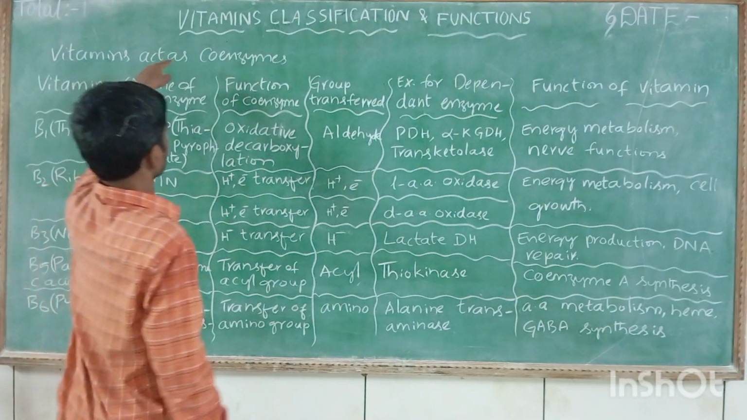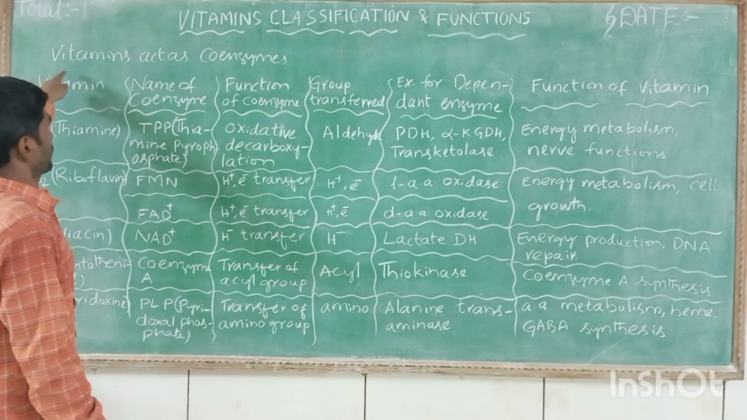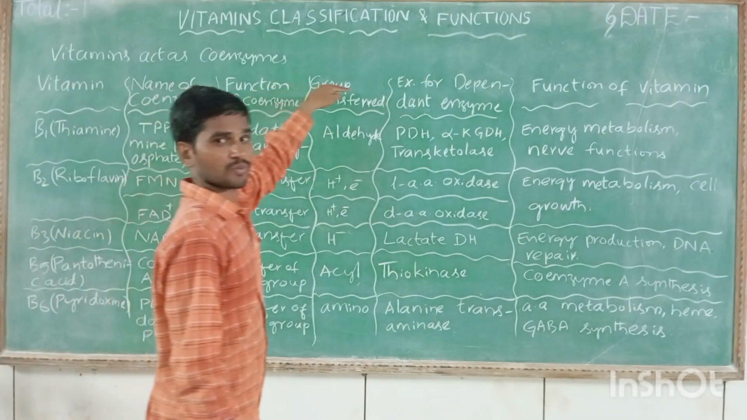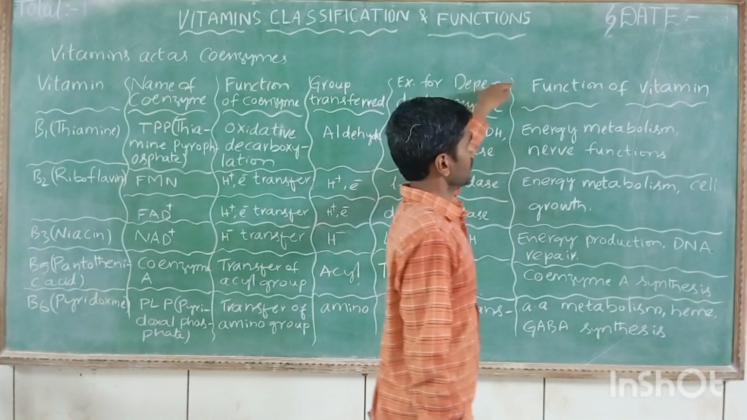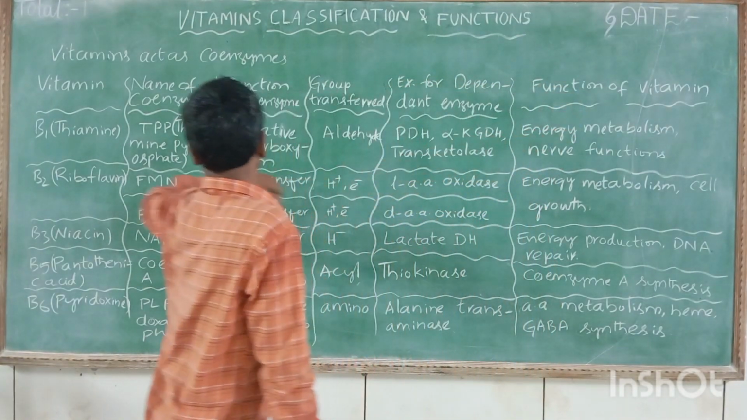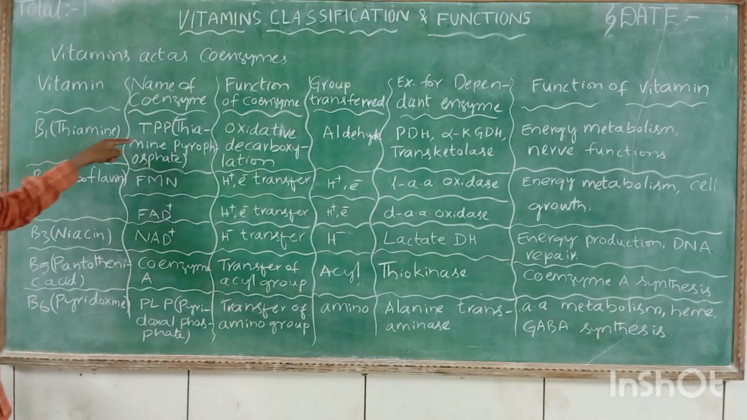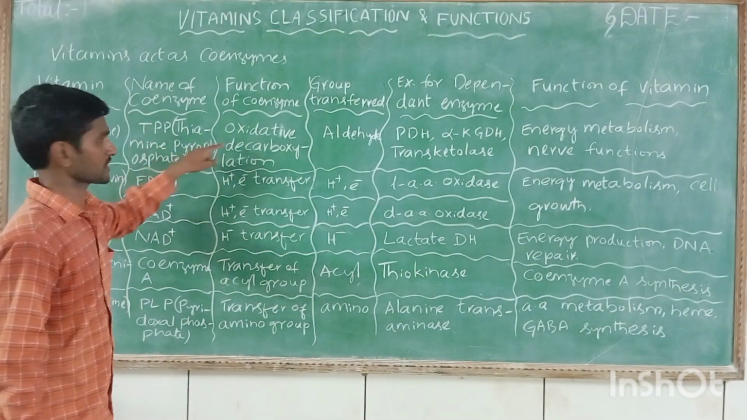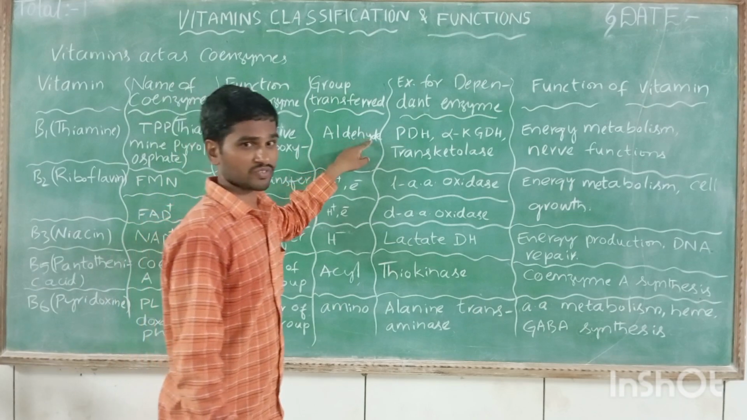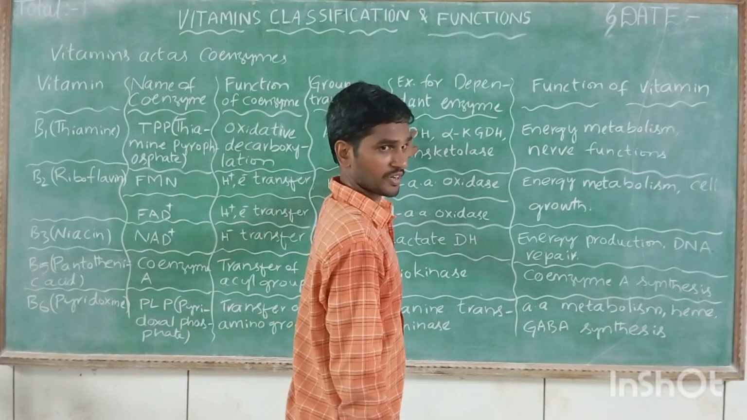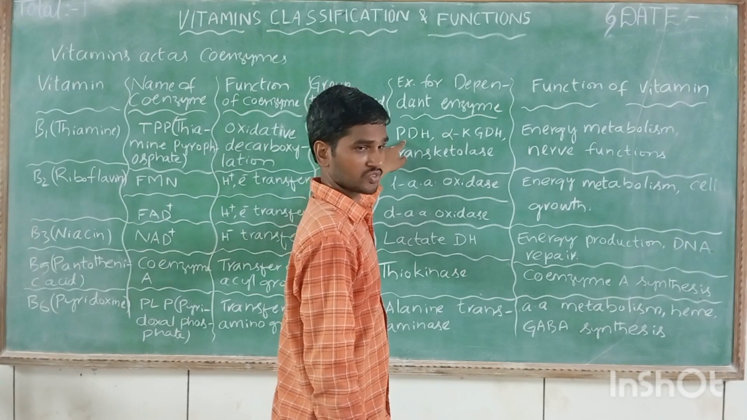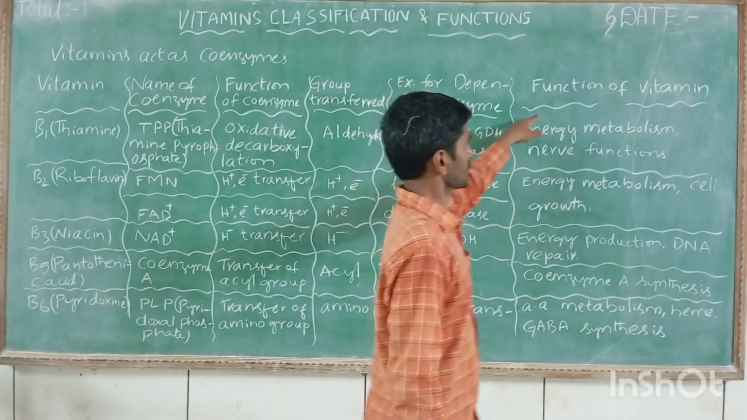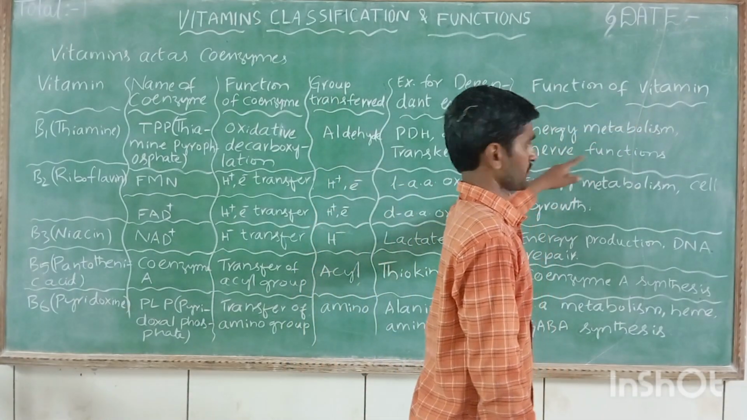Now we are going to discuss the next part, the functions of vitamins. Vitamins act as coenzymes. So we will look at the name of the vitamin, name of the coenzyme, function of the coenzyme, group transfer, example of a dependent enzyme, and function of the vitamin. Vitamin B1 is named thiamine. The coenzyme formed is TPP, thiamine pyrophosphate. Function of the coenzyme is substituted decarboxylation. Group transfer is the aldehyde group. Examples of dependent enzymes are PDH, pyruvate dehydrogenase, alpha KGDH, alpha ketoglutarate dehydrogenase, and TK, transketolase. Function of the vitamin is energy metabolism and nerve function.